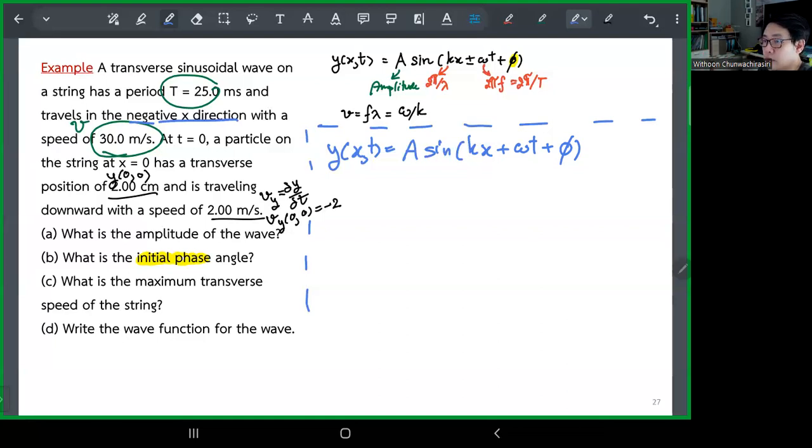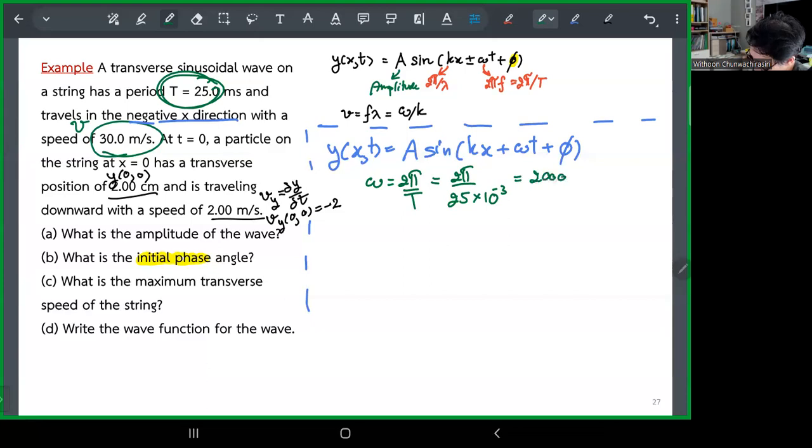The question is, what do you know right now? I think I know exactly what the omega should be. Why? Because you know the period T. So omega is 2 pi over the period. It's 2 pi over 25 times 10 to the negative 3. Whatever this number is, I can work it out here. It's 80 pi, guys. So that's the omega. That is already known, so that's nice. Omega is fine.